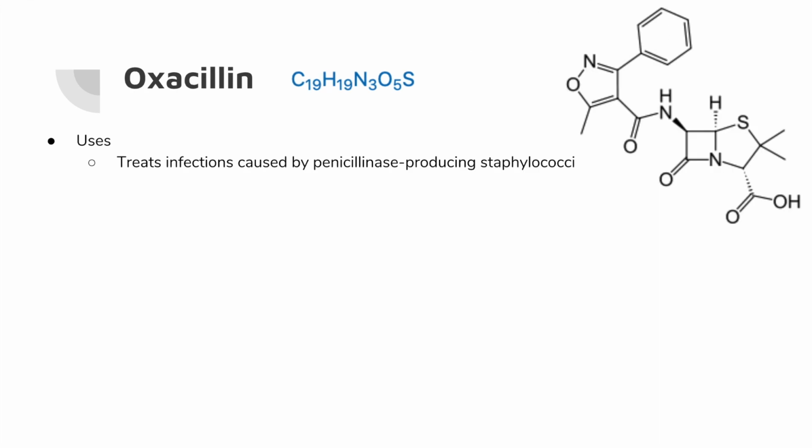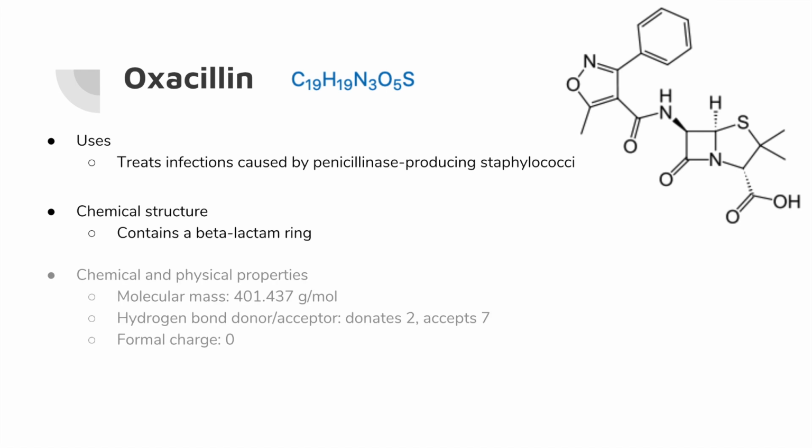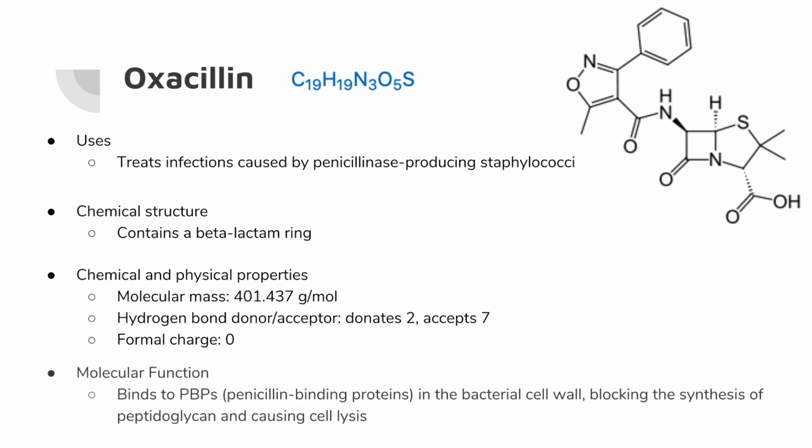The next example of penicillin is oxacillin. It is used to treat infections caused by penicillinase-producing staph bacteria. Its chemical structure, like all penicillins, contains a beta-lactam ring. Its molecular mass is 1.437 grams per mole. It can donate 2 hydrogen bonds and accept 7, and its formal charge is 0. Its molecular function is to bind to penicillin-binding proteins in the bacterial cell wall, blocking the synthesis of peptidoglycan and causing cell lysis.